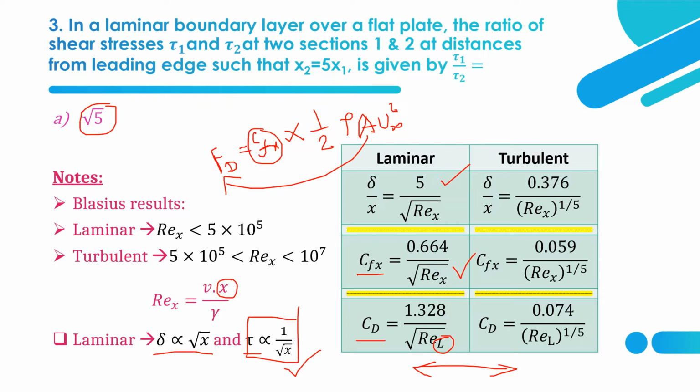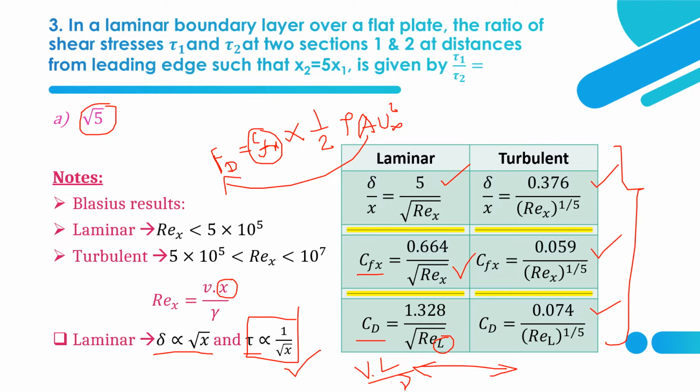So drag coefficient will be taken for the whole length. Then what is the Reynolds number? V into L by nu. Nu here is kinematic viscosity. And similarly, we can go through the formulas regarding turbulent flow. Del by x is equal to 0.376 by Reynolds number power 1 by 5. And similarly, Cfx and CD. We need to know these six relations, and we can expect some questions like this in many examinations.